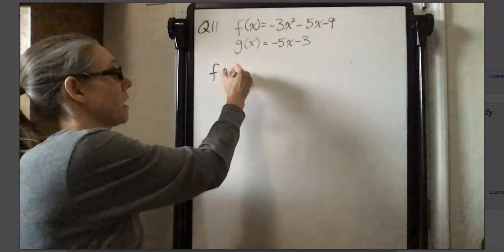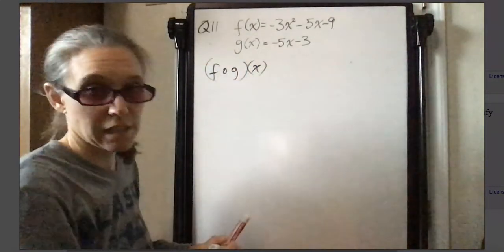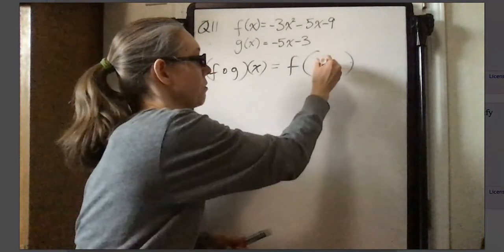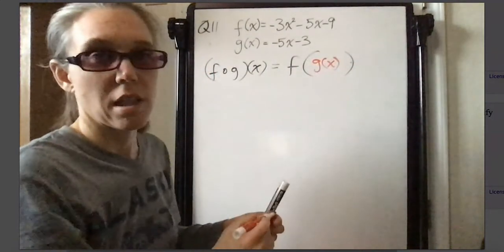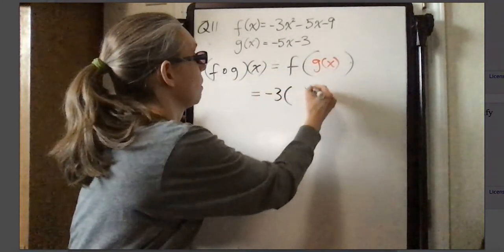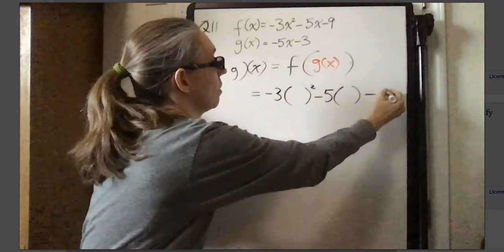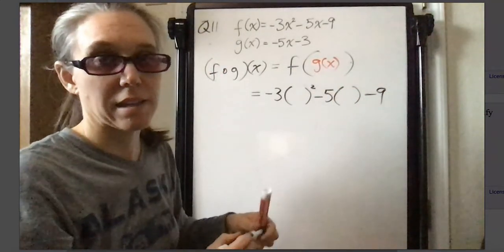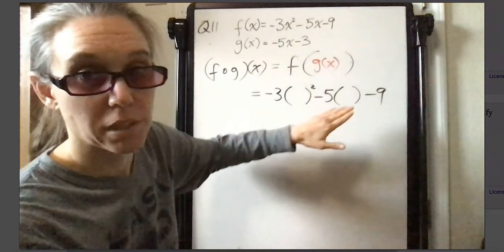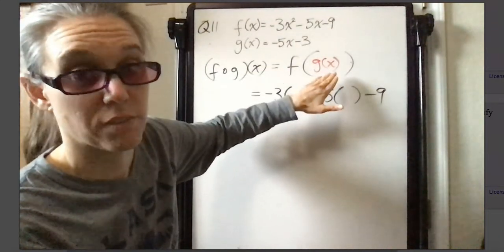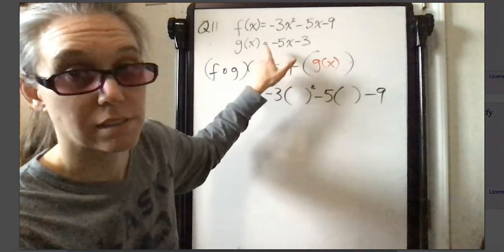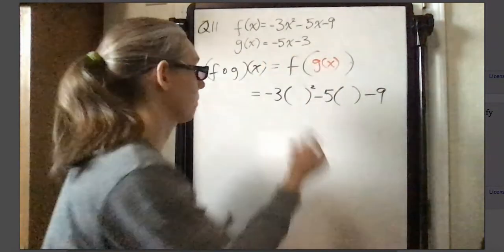So first, we need to find f of g of x, which is the same thing as if we had f, and into f we plugged g of x. So the f function right here, let me copy this. We're going to take the f function, and instead of substituting a single value in for x, we're going to actually take the entirety of g of x and plug g of x into each one of these spots. Now g of x is negative 5x minus 3.